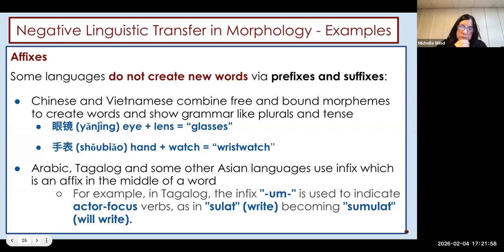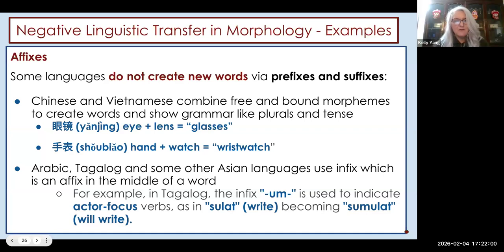And some languages actually have something called an infix, which is an affix in the middle of the word. So just being aware of that is powerful knowledge for us as teachers, so that we know when we can expect something to easily transfer and when we might have to do some more explicit teaching.